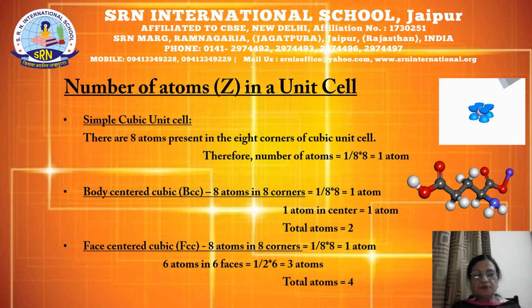In the face-centered cubic unit cell, that is FCC, again the 8 atoms which are present in the 8 corners will contribute 1 atom, since 1/8 of that atom multiplied by 8 atoms gives 1 atom. Now the 6 atoms which are present in the 6 faces, each atom in a face will contribute half an atom inside the unit cell. So since 6 atoms are present in the faces, half multiplied by 6 gives 3 atoms. So the total number of atoms in FCC would be 4.